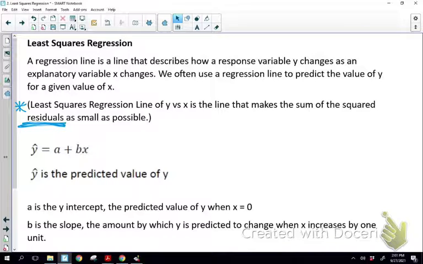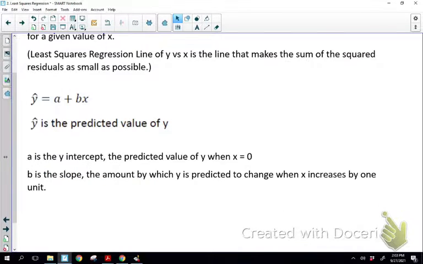And we get an A and we get a B. So like I typed at the very bottom of the screen, A is the y-intercept and B is the slope. So we'll practice defining and interpreting those and go from there.